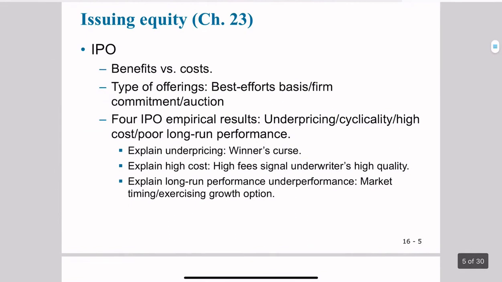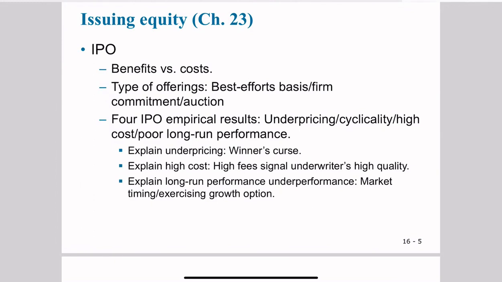After the firm matures, it will file for an IPO. We talk about several topics in IPO. First, we talk about the benefits versus costs. Then we talk about different types of offerings: best effort basis, firm commitment, and auction. And then we discussed empirical results from research on IPOs. There are basically four interesting results.